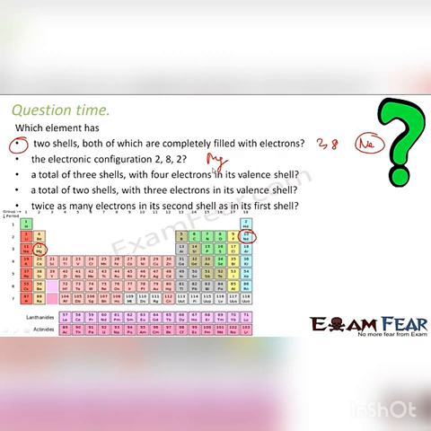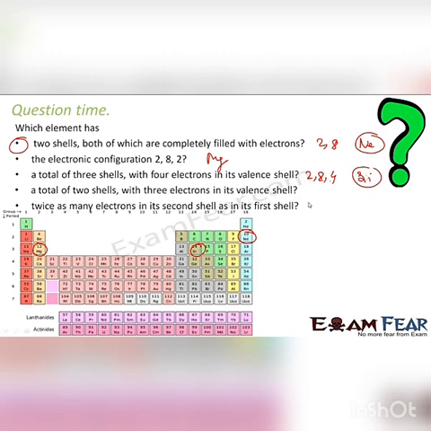A total of 3 shells with 4 electrons in the valence shell. So I have 3 shells and 4 in the valence one. So 2, 8, 4. That is 2 plus 8, 10, plus 4, 14. 14 is silicon. So this guy is silicon.